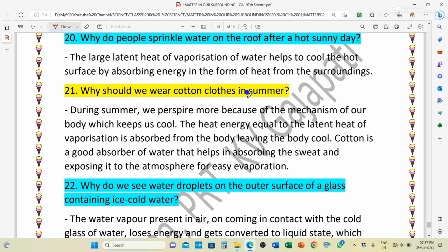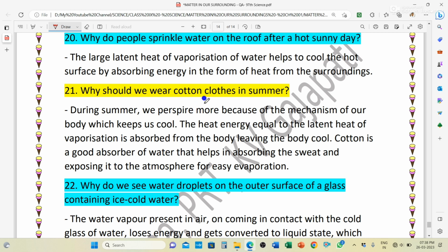Why should we wear cotton clothes in summer? Already we have discussed. During summer we perspire more because of the mechanism of our body which keeps us cool. Perspire more means more sweat comes from our body. The heat energy equal to the latent heat of vaporization is absorbed from the body, leaving the body cool. The latent heat of vaporization means the amount of heat that is needed to change the state of liquid into gaseous, but temperature does not increase. The heat absorbed only helps to change the state, that is from liquid to gas.